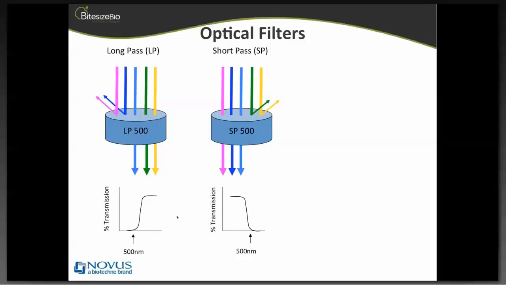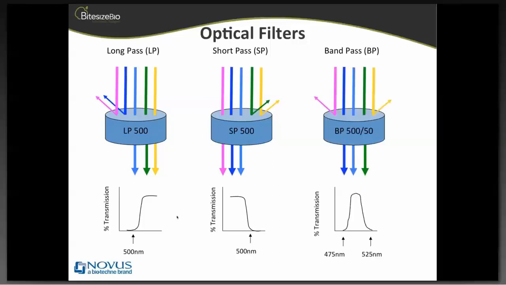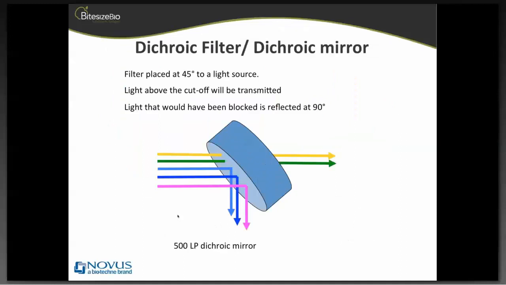And then this is a band pass filter. For this, the first number is the middle that it will allow through, so it will allow light of 500 nanometers. Then the number to the right, we divide in two, so it will allow light from 475 to 525 to go through the filter. We also use dichroic filters at 45 degrees. This allows light above the cutoff to be transmitted, and light that would have been blocked is reflected at 90 degrees.